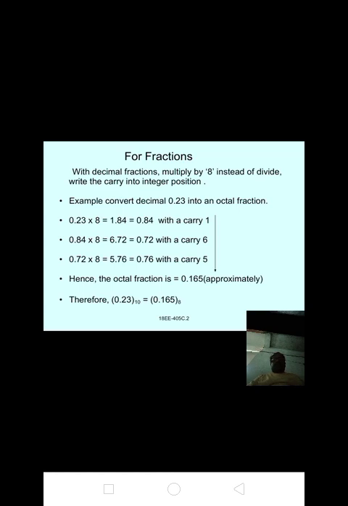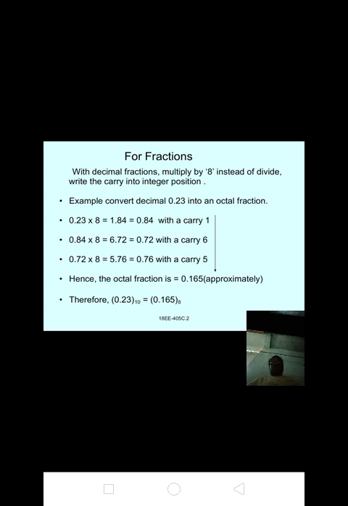For decimal fractions, multiply by 8 instead of dividing. Write the carry into the integer position. Example, convert decimal 0.23 into an octal fraction. That is 0.23 into 8 equals 1.84, or 0.84, with a carry 1.